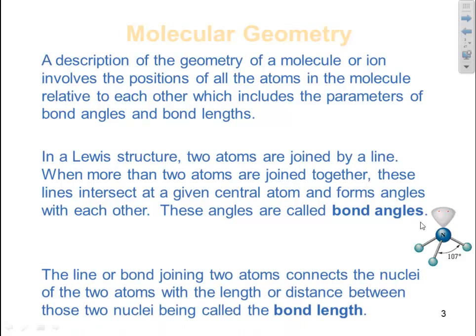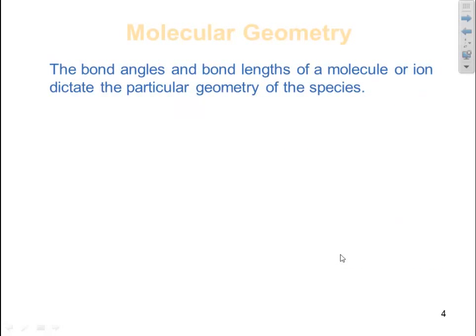The line or bond joining two atoms connects the nuclei of the two atoms, with the length or distance between these two nuclei being called the bond length. So when we talk about bond length, we're talking about the distance between the two nuclei, in this case of hydrogen and nitrogen. The bond angles and bond lengths of a molecule or ion dictate the particular geometry of a species.